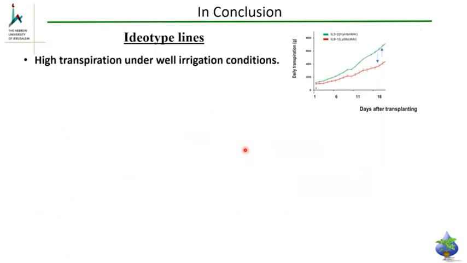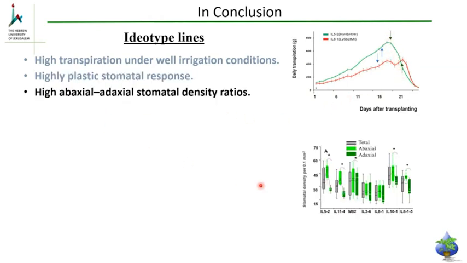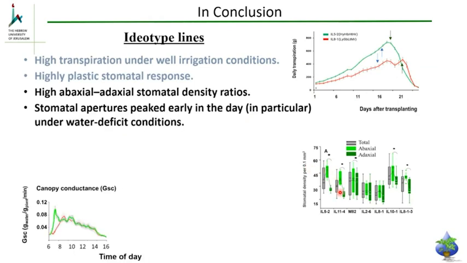So to conclude this, my main take-home messages. High transpiration is a very good trait for yield. We saw it in all the high producing lines, very high transpiration. But under drought, a fast response or plastic response of the stomata is also very important. The faster the plant responds, the better. High abaxial to adaxial stomatal density: the more stomata you have at the lower part, the better.